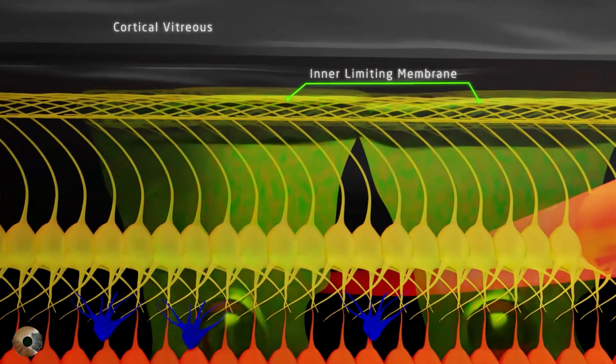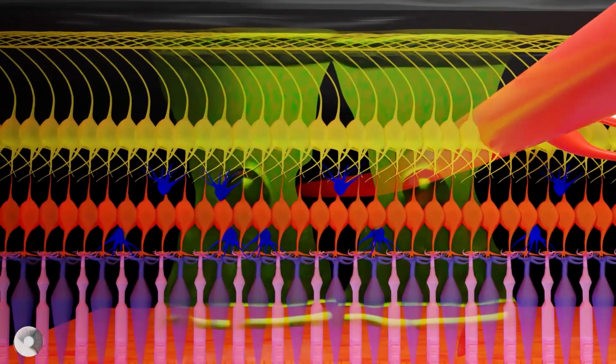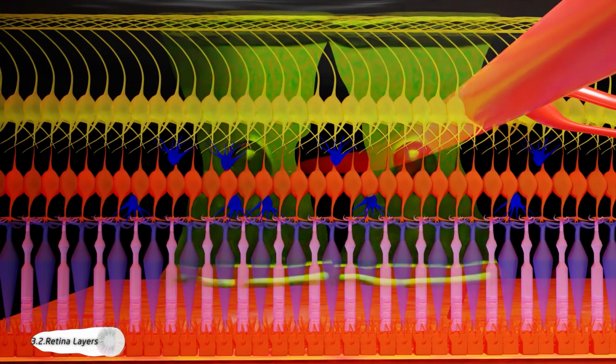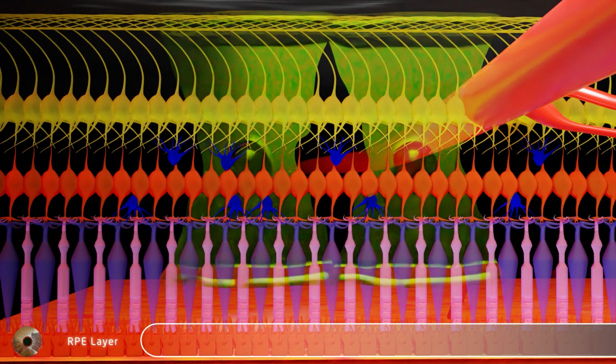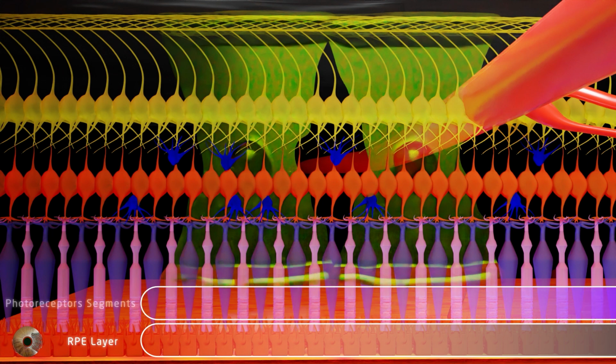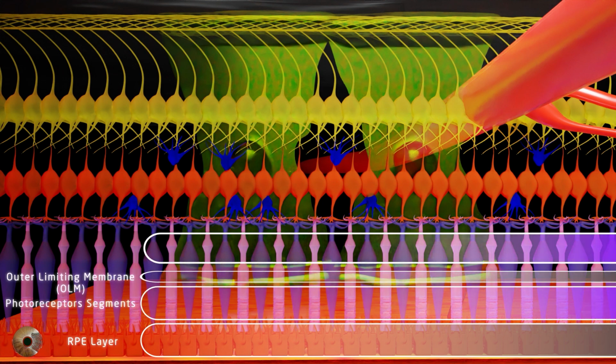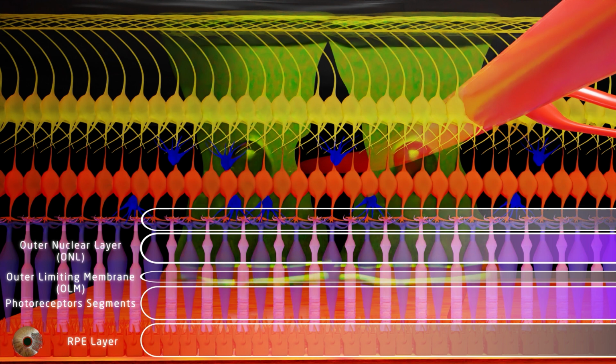All those cells form 10 layers organized from outward to inward: the retinal pigment epithelium layer, then the segments of the photoreceptors, then the outer limiting membrane, followed by an outer nuclear layer consisting of photoreceptors' nuclei, then an outer plexiform layer between the photoreceptors and bipolar cells.